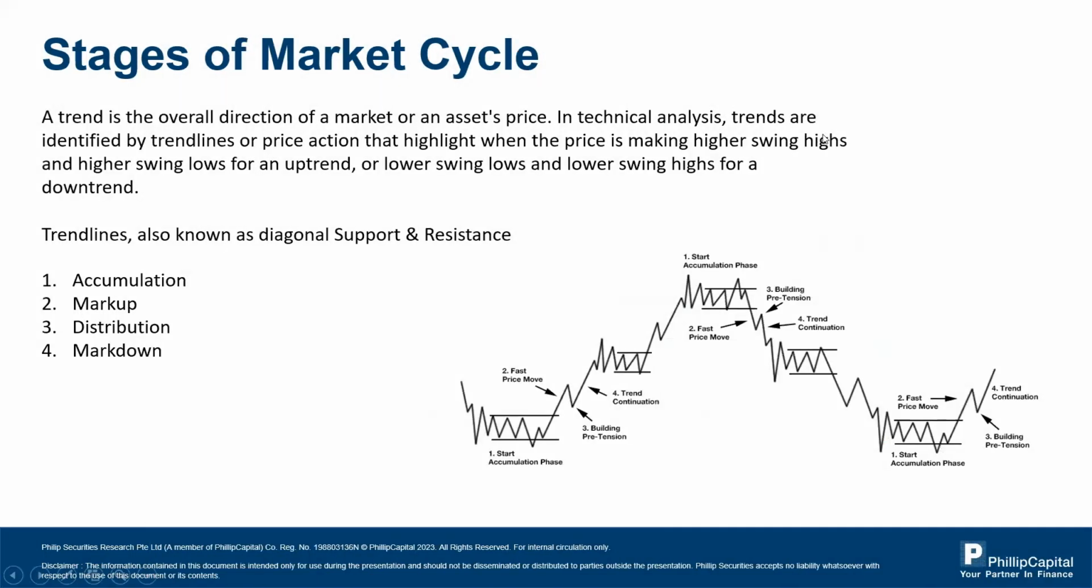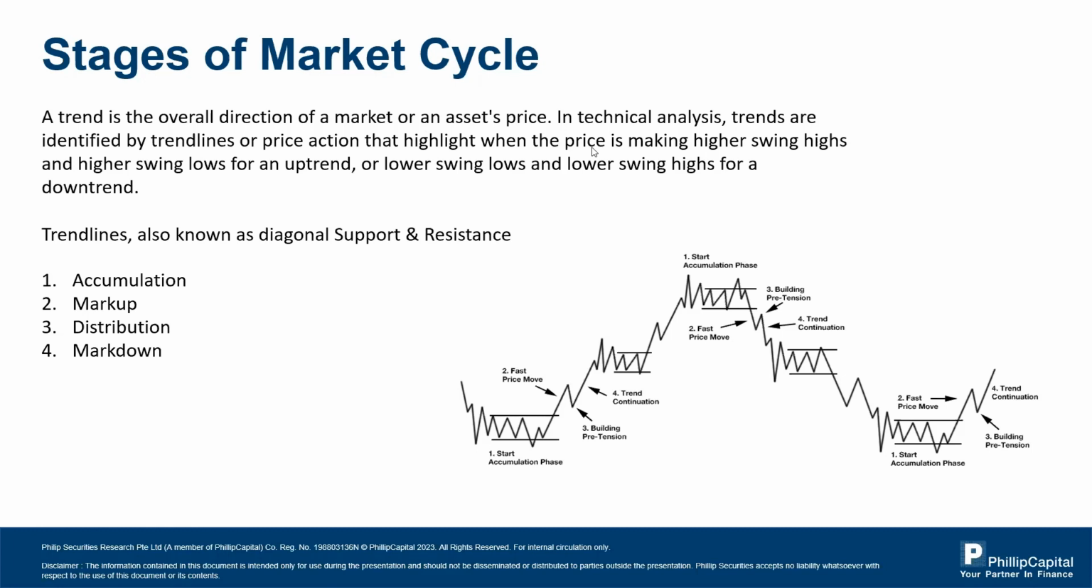Okay, so stages of market cycles. Many of you who have read investing books or trading books, they always tell you trend is your friend. Always ride the trend, don't fight the trend. Why do I say that? The simpler definition of this market cycle is basically just to talk about trend. How do you identify trends? A trend is basically an overall direction of a market or an asset's price. In technical analysis, trends are identified by trend line or price action. Full stop.